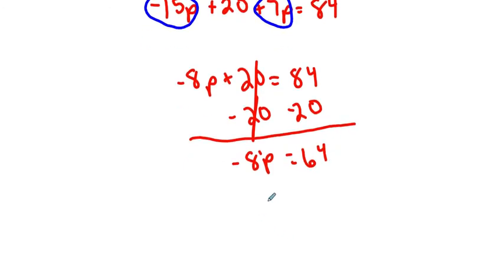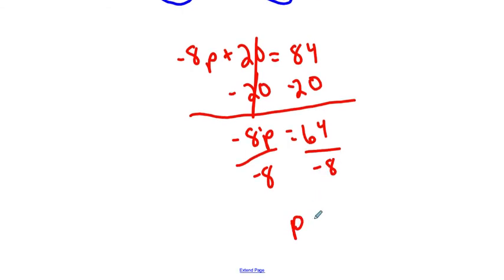Last thing we need to do to get p by itself is divide, because this is being multiplied. So we're going to divide by negative 8 on both sides, and final answer, p equals 64 divided by negative 8, which is a negative 8. Final answer.